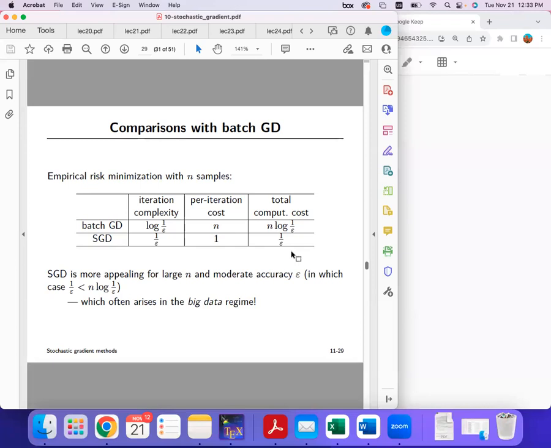For many machine learning applications, we have big data, so this n is huge, and epsilon is relatively big, meaning that we are not looking for a very accurate solution. So in this case, SGD is a very good algorithm for practical use in machine learning and other signal processing areas.